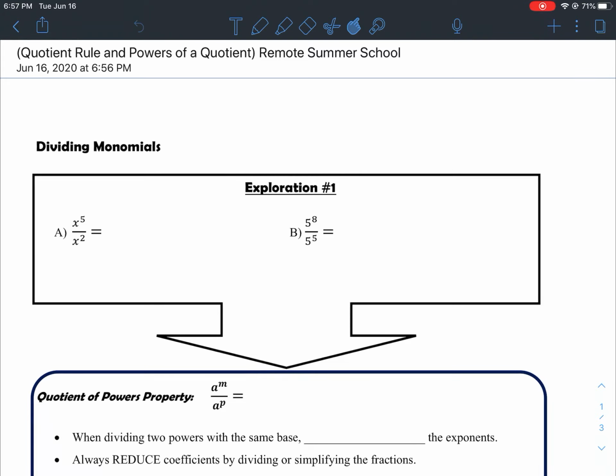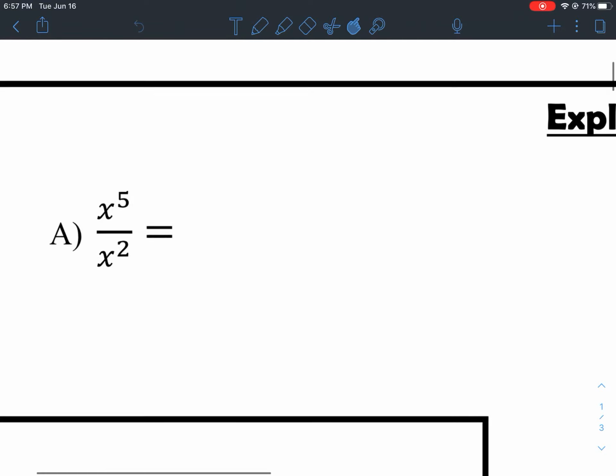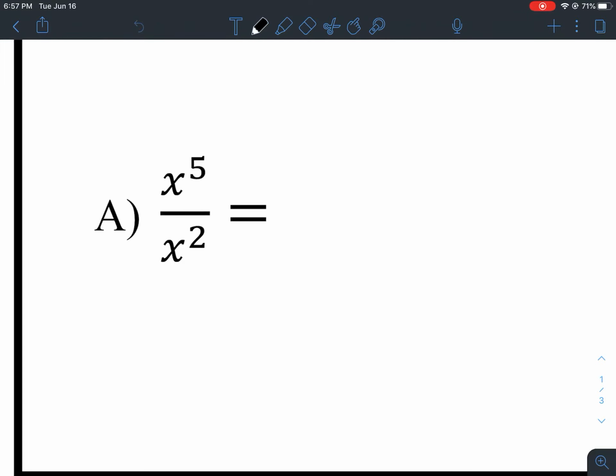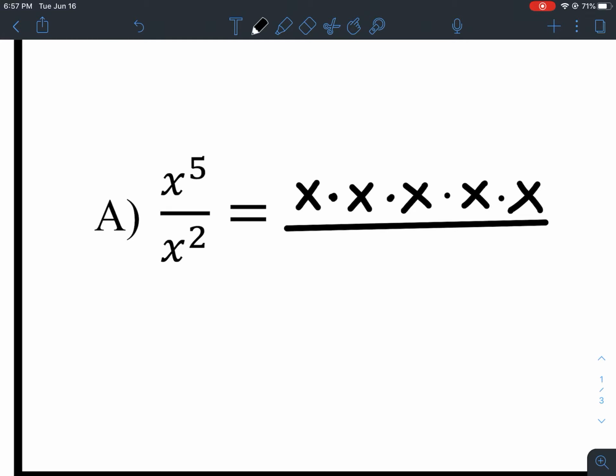So the first thing we're going to take a look at here is we're going to do a little exploration. So we're going to take a look at x to the fifth. So what does x to the fifth truly mean? X to the fifth means x times x times x 5 times. Exponents are a way to kind of express repeated multiplication in easier terms. So what x to the fifth really means is x times x times x times x times x. And x squared just means x times x.